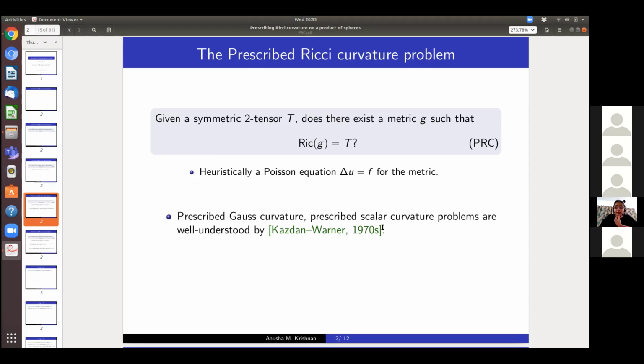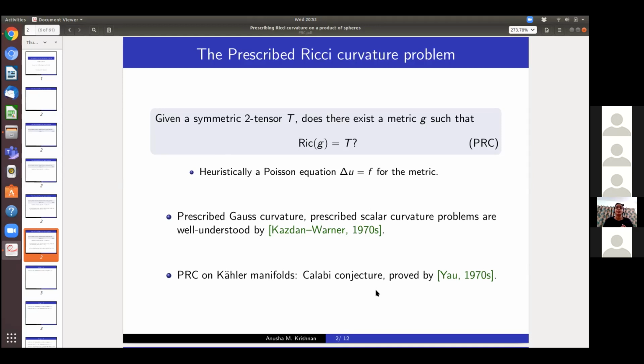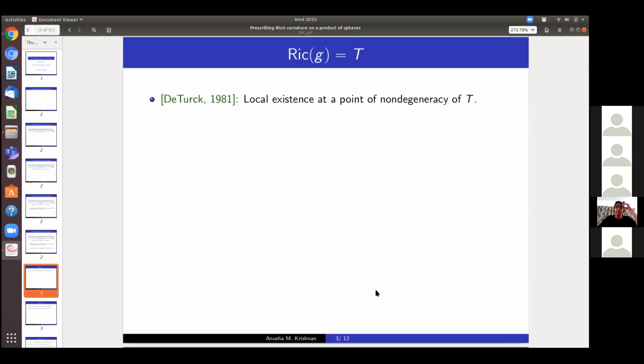One more thing I want to mention is one very famous situation where the prescribed Ricci curvature problem has a complete solution, which is the situation on Kähler manifolds. This is the subject of the Calabi conjecture, again proved by Yau in the 70s. But except in this Kähler situation, where the problem is very well understood, in general, this is a very challenging and open area. So this is a partial differential equation.